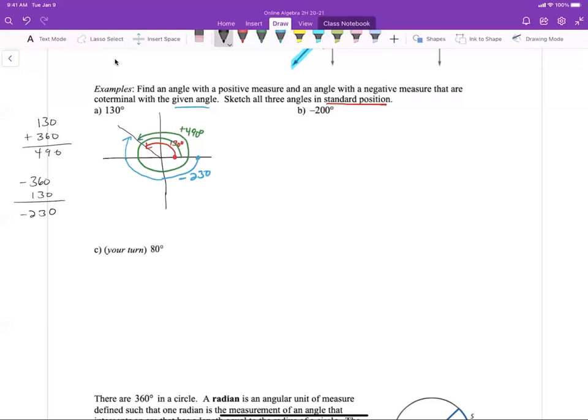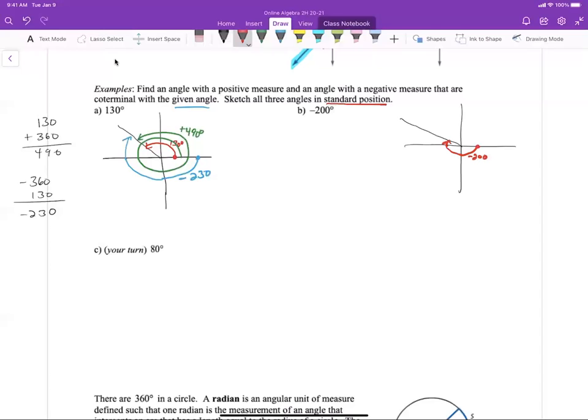All right, let's do another one. I have negative 200. So I need to start from the positive x-axis. I have gone negative 90. I have gone negative 180. And I need to go a little bit further to get to negative 200. So maybe make it look something like that. And so there's my negative 200 degrees.